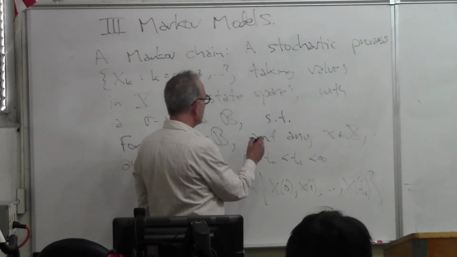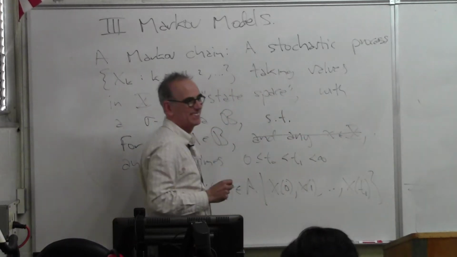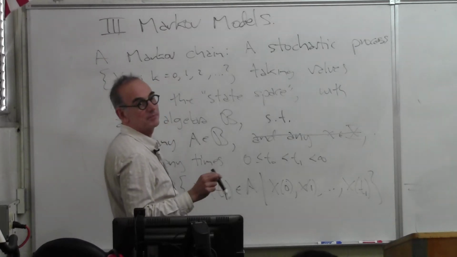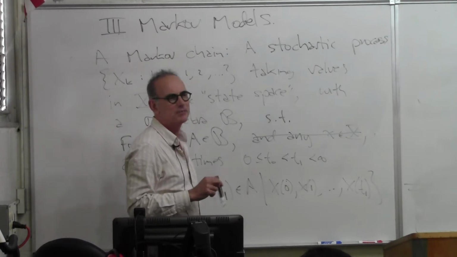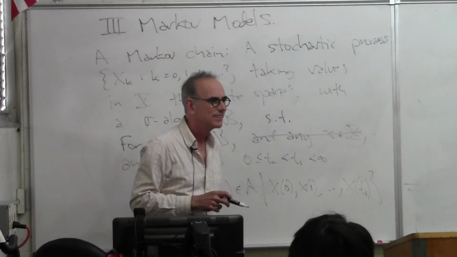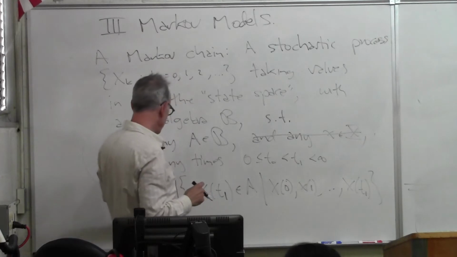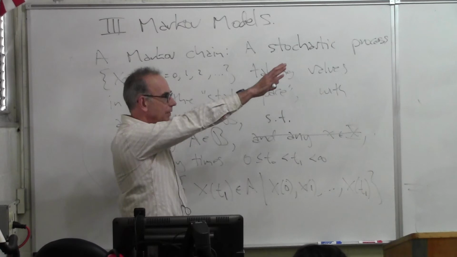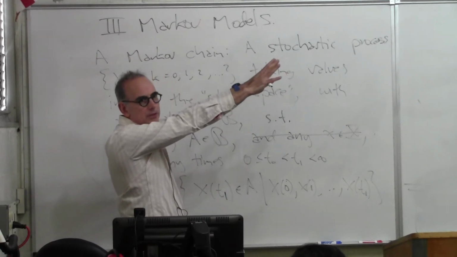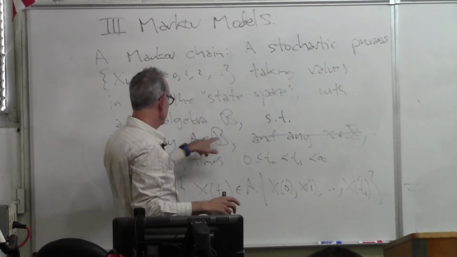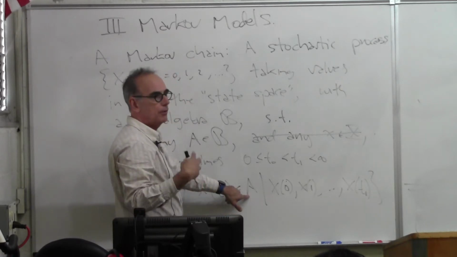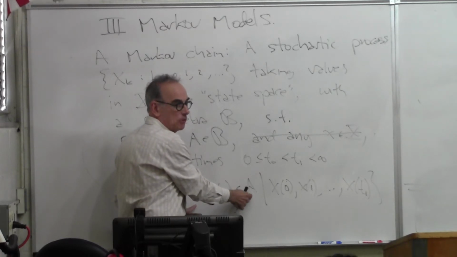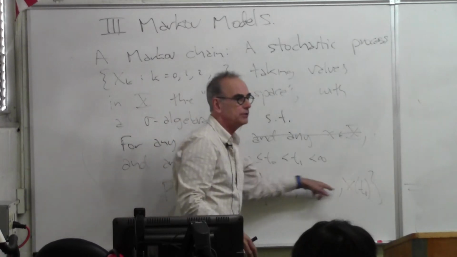I actually cross that out. We don't need that. What does it say at the bottom? The probability that, so for any target set, think about it. In the future I want to know, is my process in a set A? And I want to find the conditional probability of that event, given the entire history of the process.